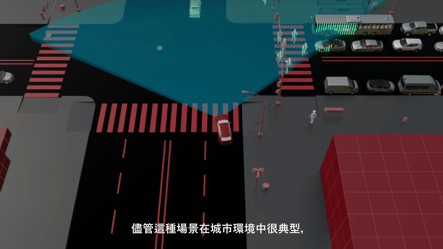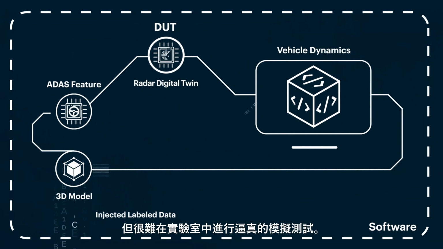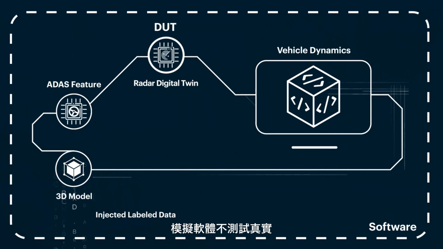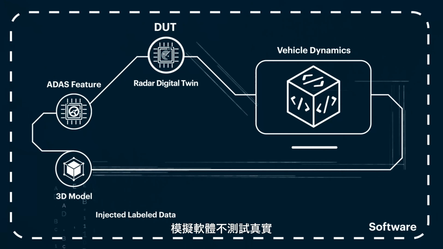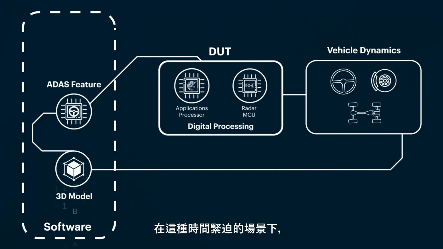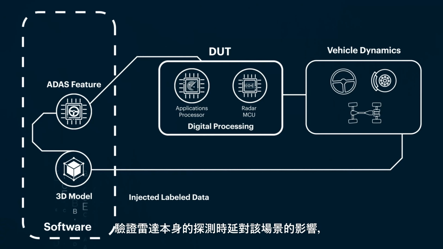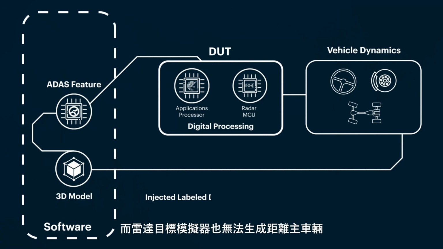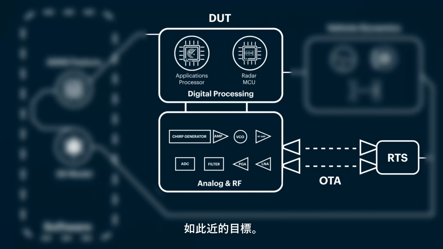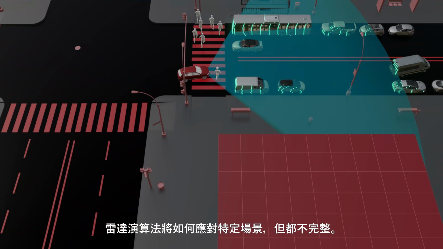Although this scenario is typical in an urban setting, it's difficult to test it realistically in the lab. Considering the same three methods as before, simulation software does not test the reaction of the real radar. Injecting objects via CAN into the ECU does not offer any insights into potential delays for this time-critical scenario. And radar target simulators are not able to generate a target this close to the host vehicle. All three methods offer insight into how the radar will behave, but are incomplete.